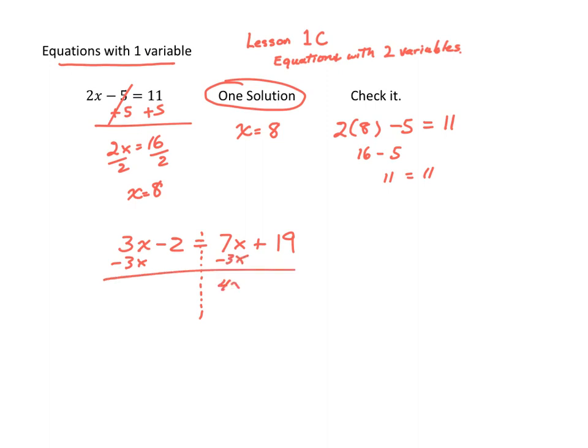So that would be 4x plus 19 equals negative 2. Then it's similar to the problem that we had just moments ago. And we would subtract 19 to get negative 21, and then divide by 4. Let's see, so that would be negative 5 and 1/4.